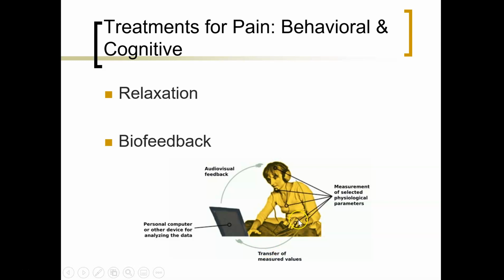And then there are sensors, and you get those measured values that give you feedback about those biological measures. And you can see, is your heart rate going down? Is your heart rate going up? So you get that audio or visual feedback, and then use relaxation strategies or other types of strategies to change those parameters. And that can be very effective for certain types of pain conditions.